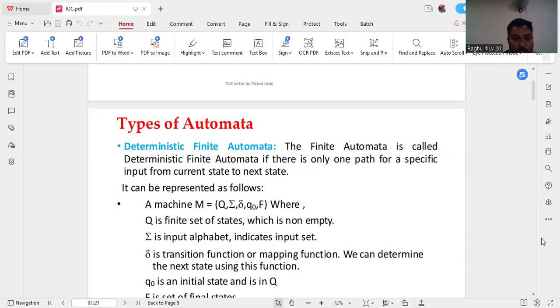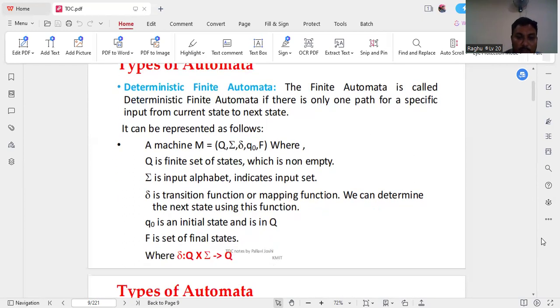I already explained in finite automata mapping, we are going to map the current state to the input symbols. We can determine the next state using this function. And there is a formula for finding the mapping where delta equals Q × Σ → Q, here Q is the set of states and sigma is the set of input alphabet.